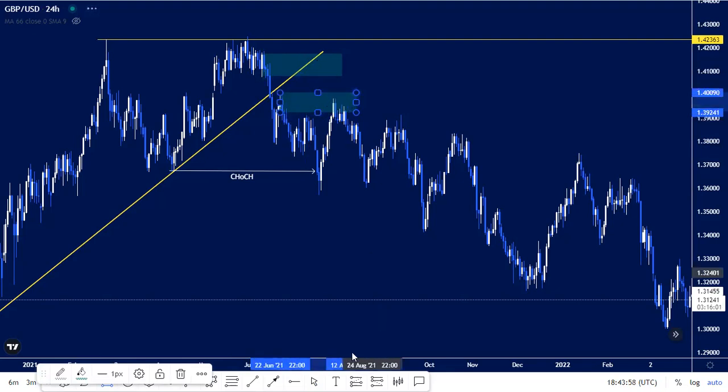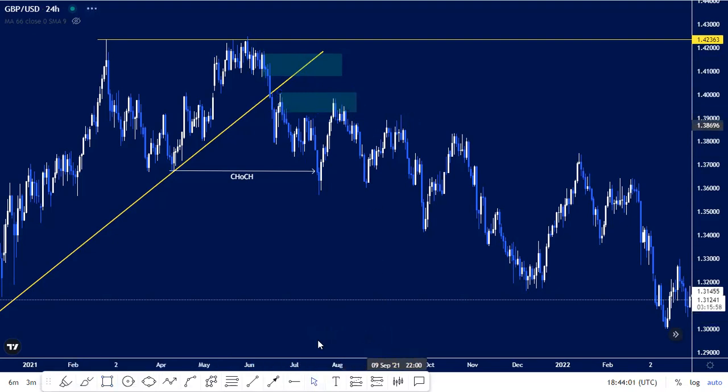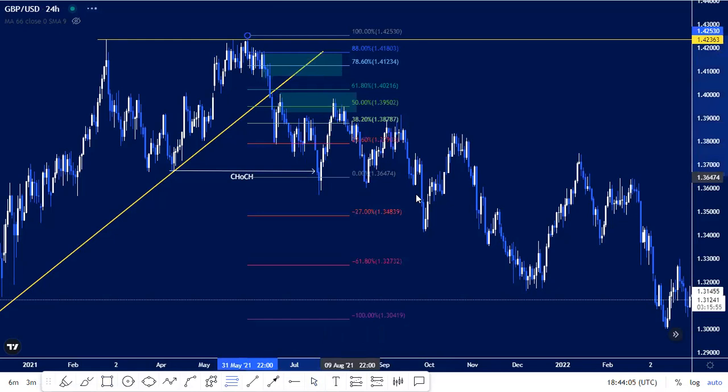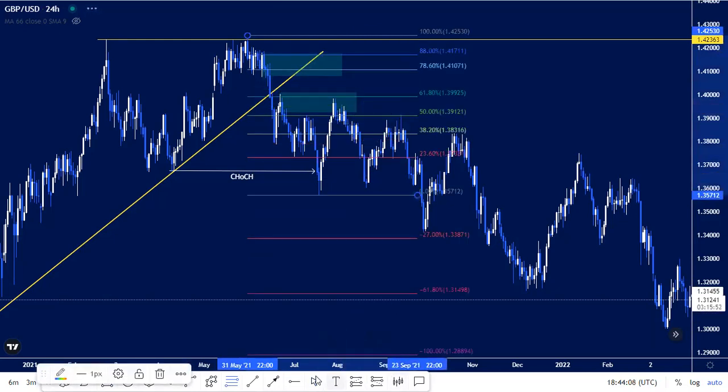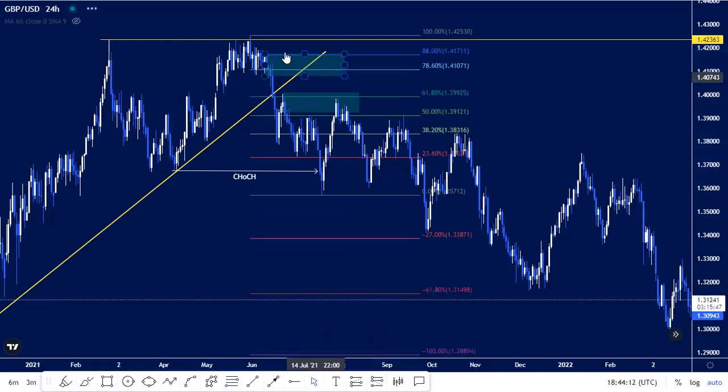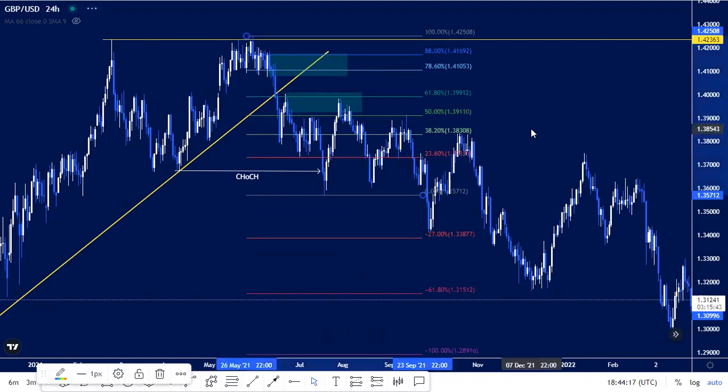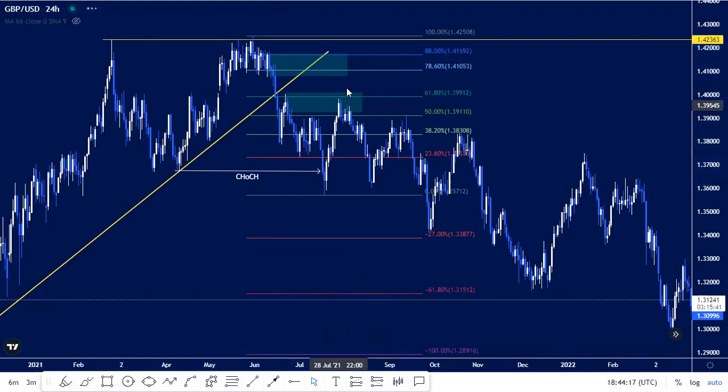Those are the two main levels that we're expecting the pullback to reach. And if you put your Fibonacci from the top to the bottom, you realize that the pullback happened around 61.8. It was almost close to 61.8, but in between 50% and 61.8, which was a good trade.